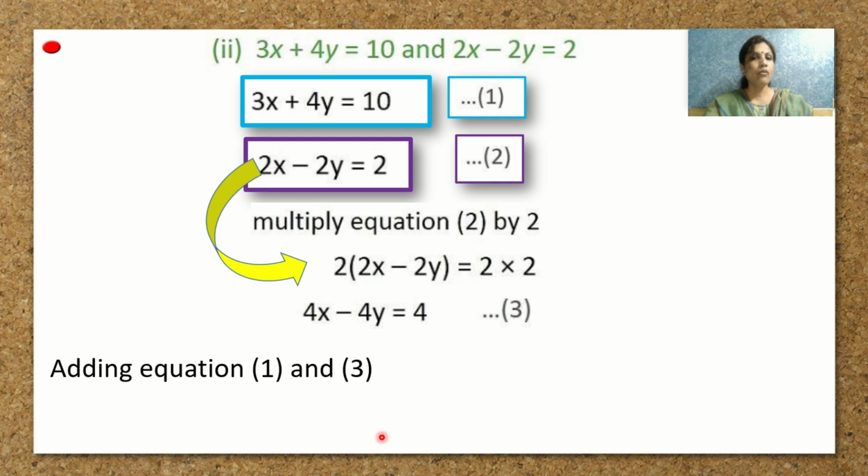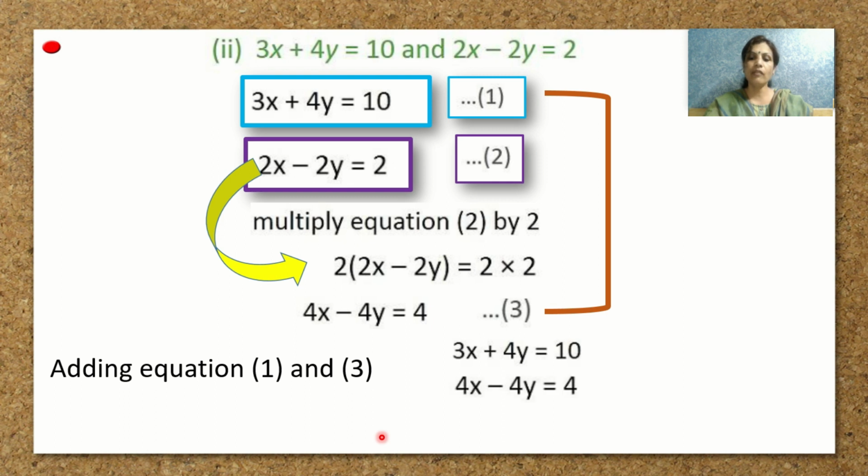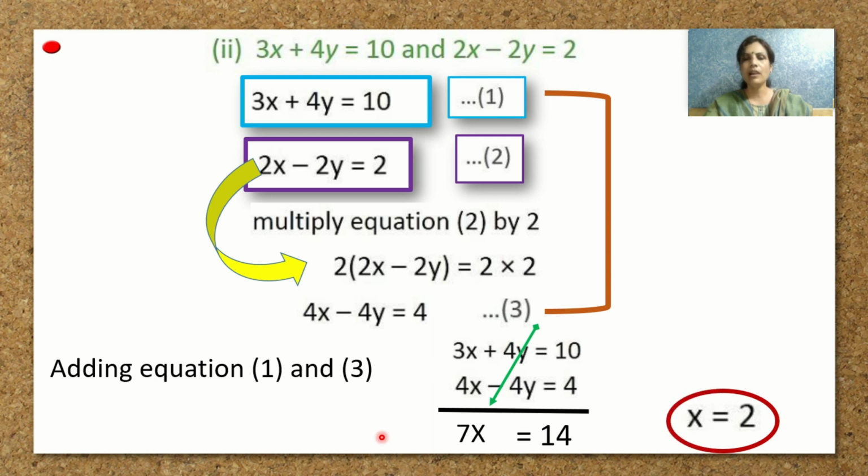3x plus 4y is equal to 10. This is equation 1. 4x minus 4y is equal to 4. This we have made changes in equation 1 and marked that as 3. When you add it, we are cancelling minus 4y and plus 4y. So you are left with 7x is equal to 14, and so x is equal to 2 is the value of variable x. Understood? When the signs are opposite, you will always add both the equations. This you have to keep in mind.